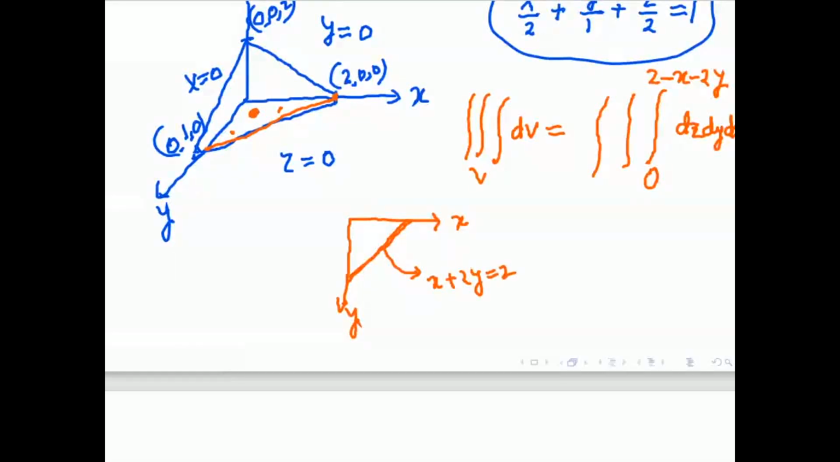So do you want to take a horizontal strip or vertical? Based on that we can find the limits. So here I wrote dy dx, then we will take the vertical strip. You can take even horizontal also, it doesn't matter. So vertical means this one or this one. You can take any strip.